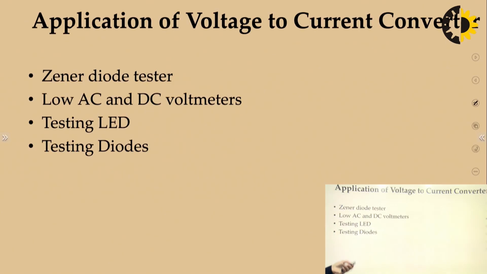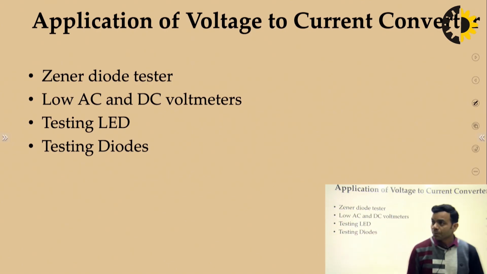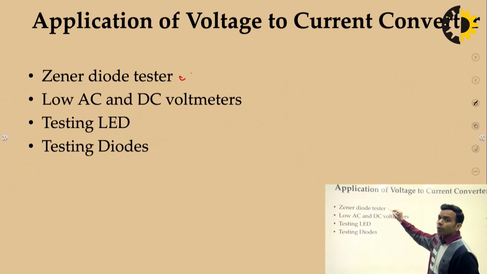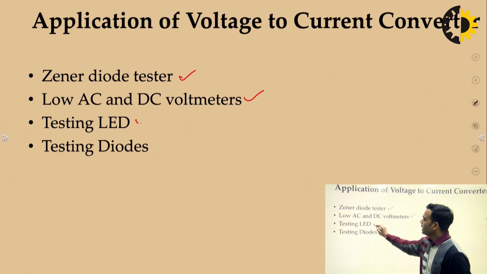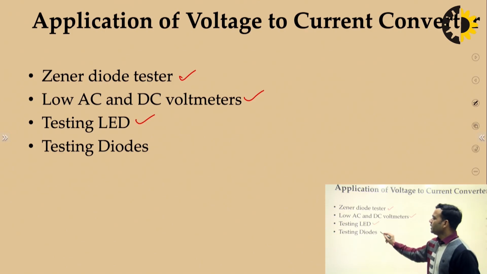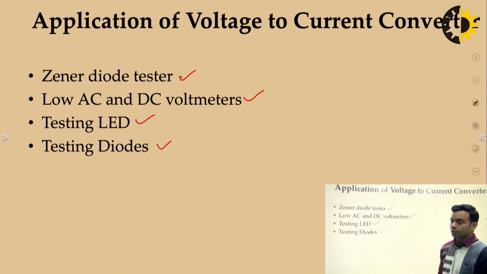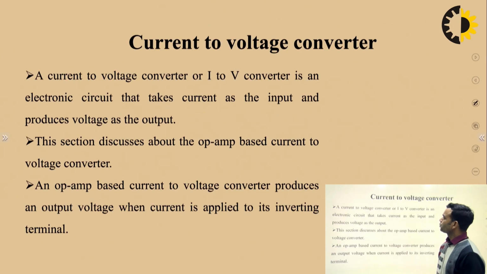Now, what are the applications? We have studied the voltage to current converter. What are the applications of these circuits? One is Zener diode tester, low AC and DC voltmeters. They are used in testing of LEDs. They are used in testing of diodes. So, these are a few applications of voltage to current converter.